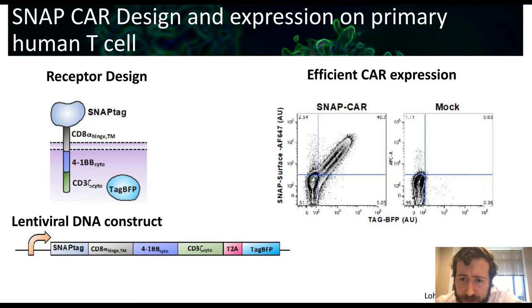And you can see here on the right flow cytometry plots where we see efficient CAR expression in the T cells. So you can see on the x-axis tag BFP expression, as well as on the y-axis staining with the SNAP surface dye. And this is compared with cells that were not transduced with the virus.